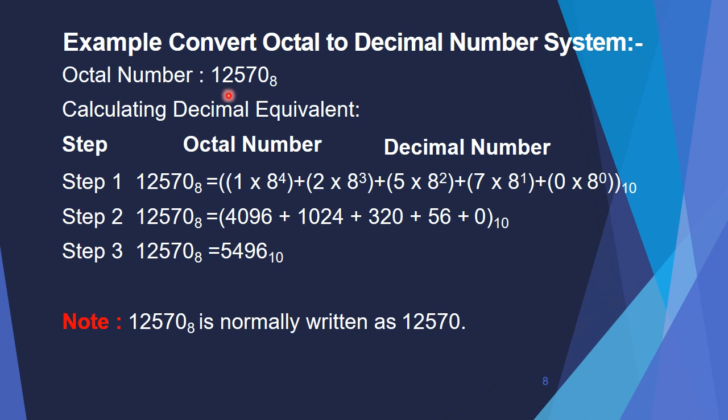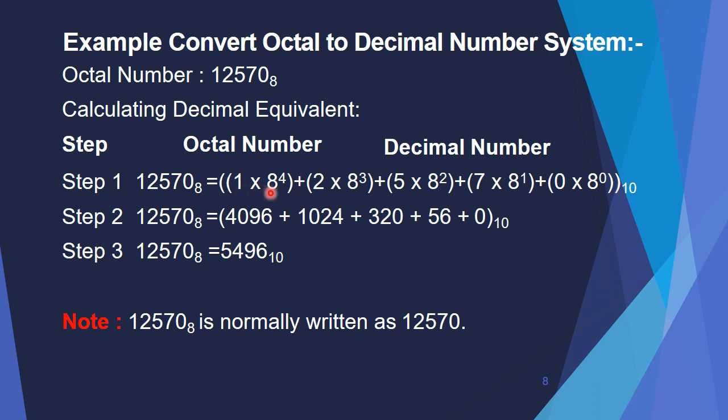So that's why it is an octal number, and the base is what? 8. So now how to convert? I have given you these 3 steps over here. If you follow this very nicely, then you can easily convert from octal to decimal. Now 12570, we need to multiply each and every digit by 8.